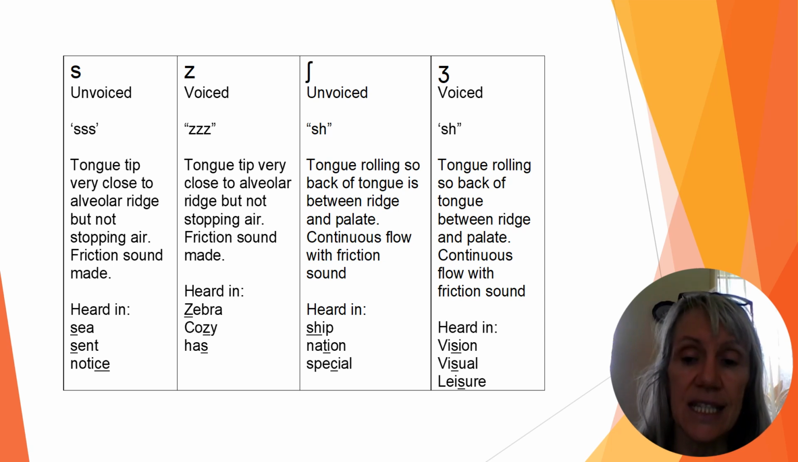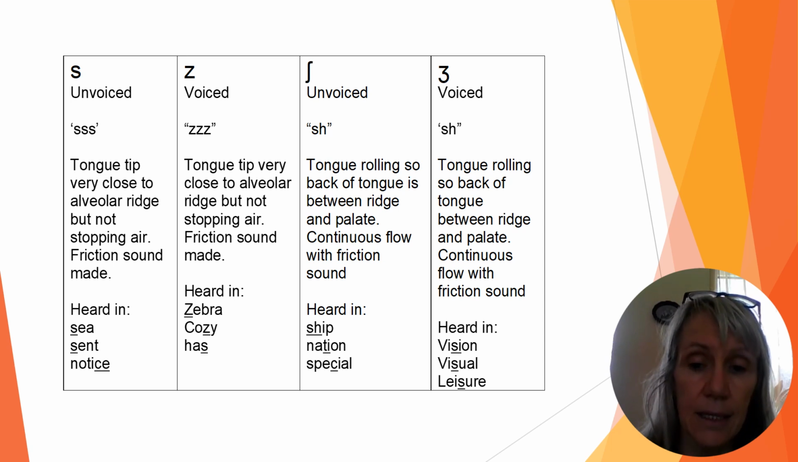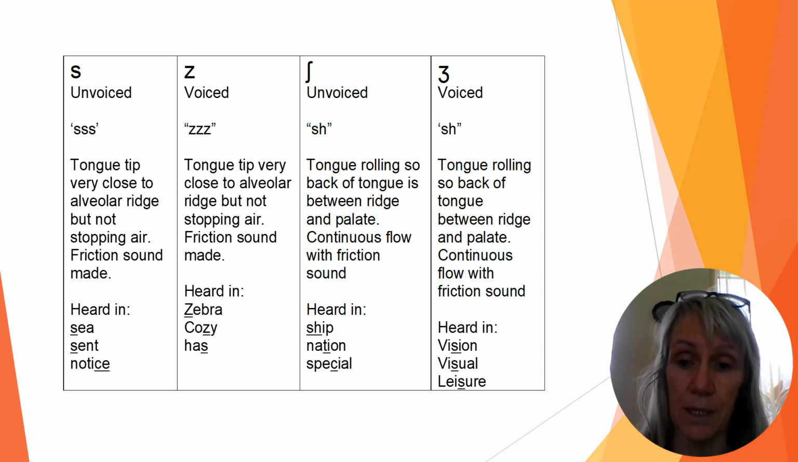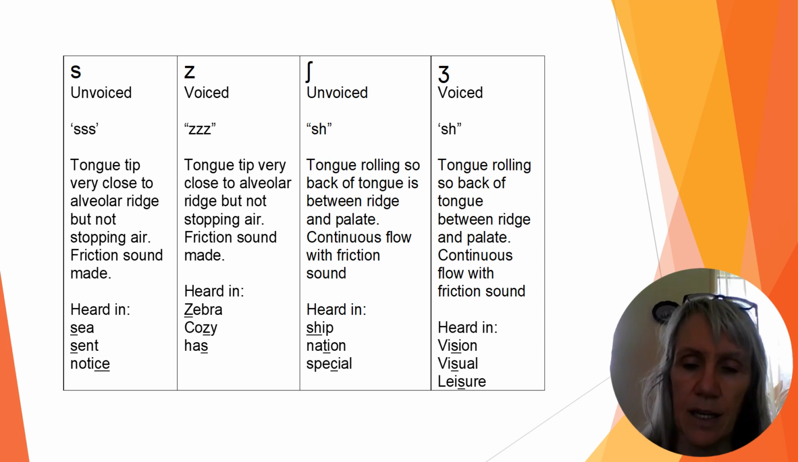It's heard in see, scent, notice. Okay, so that's that first phoneme. Then we're going to hear a z. It's a little bit different, it's a z, like a buzz. If you think of a bee buzzing, zzz, that's the sound we're hearing, and it's represented by the letter Z.